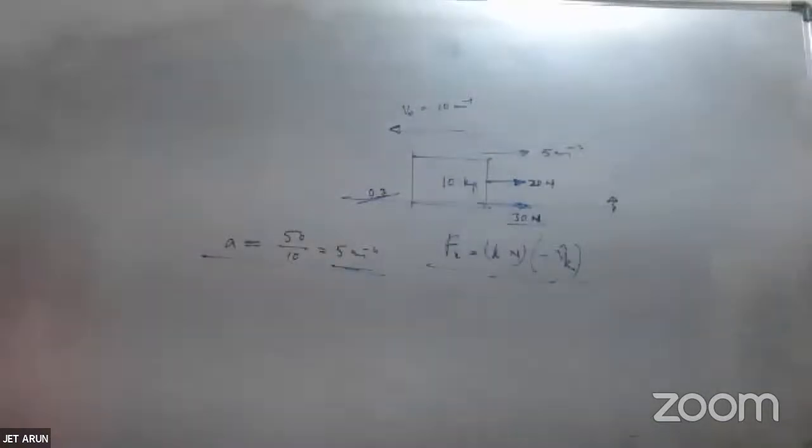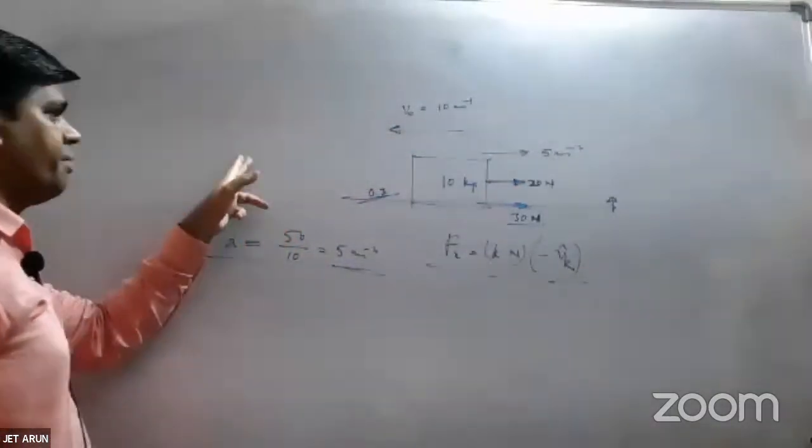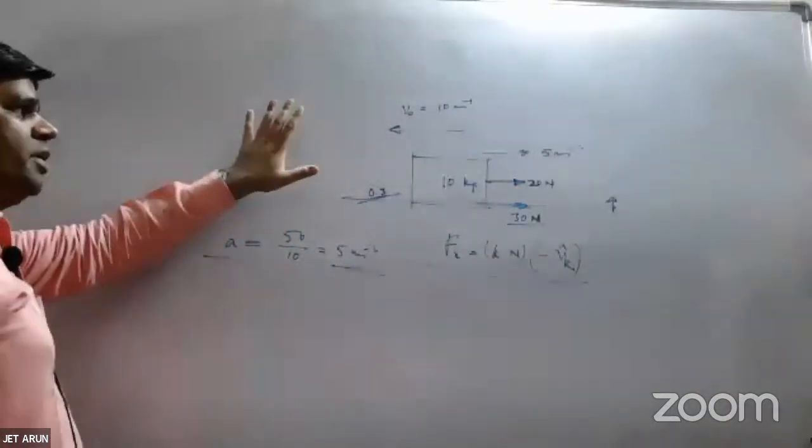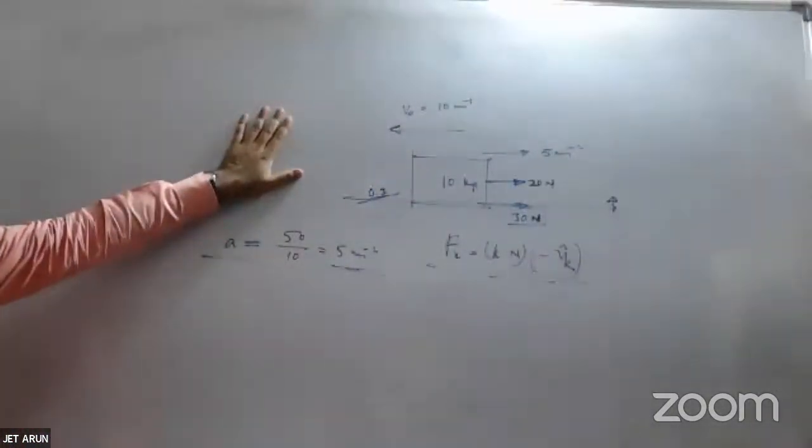Velocity is towards left. Now what happens to the particle? It will retard. Right? Do you all agree? Particle will retard. It will go towards left and stop. Let us see what happens after stopping. But did you understand that it will go towards left and stop?